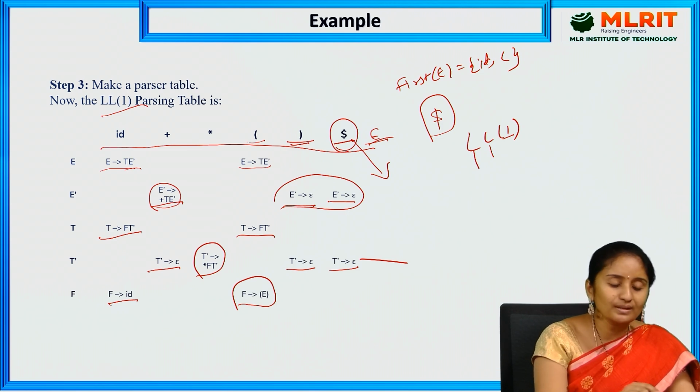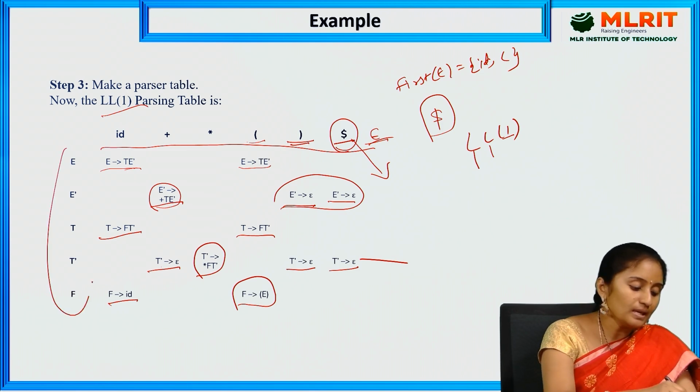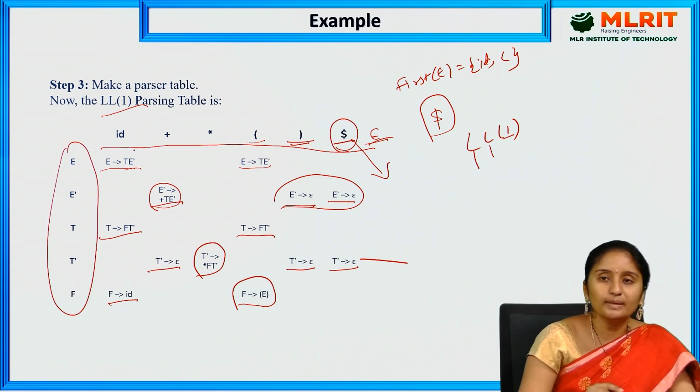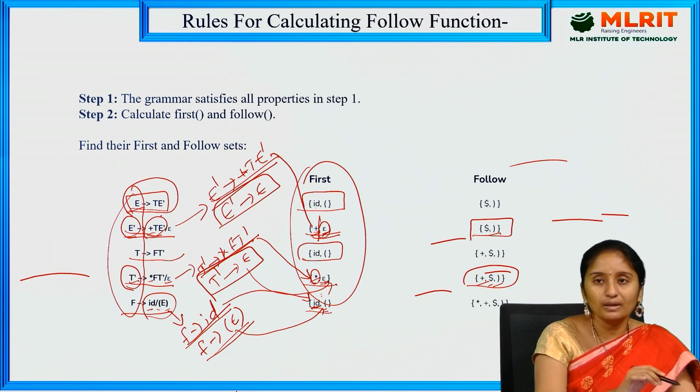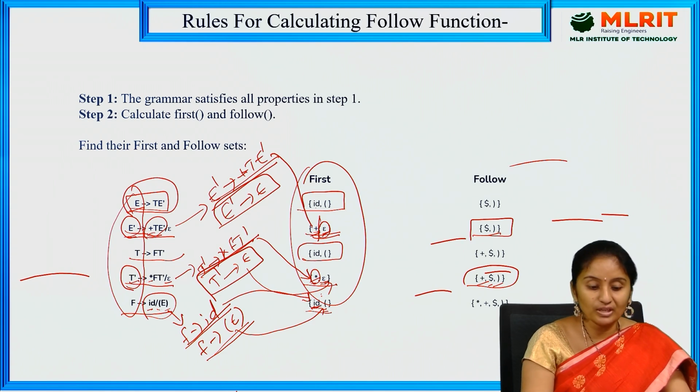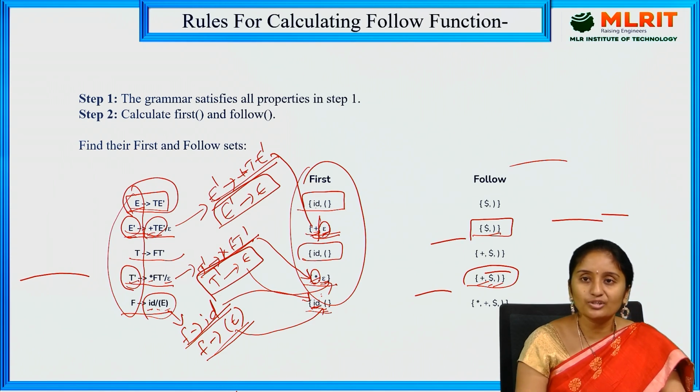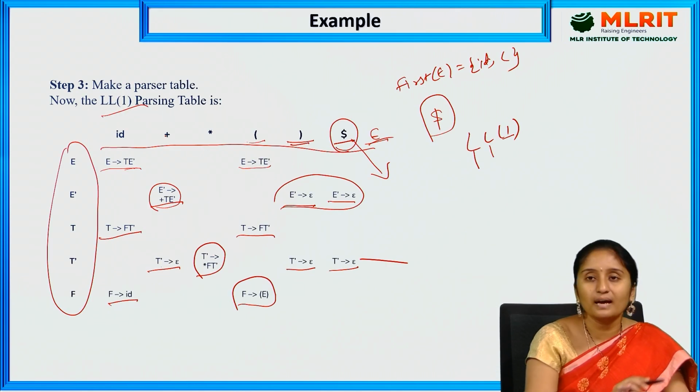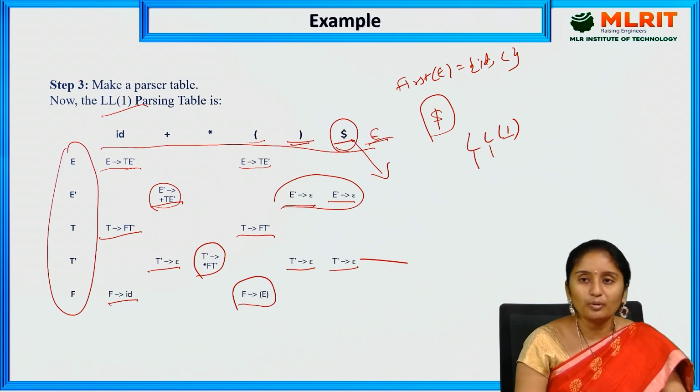To construct the LL1 parsing table, the non-terminals and terminals are taken from the given grammar. For the grammar for which we constructed the first and follow functions, from that grammar only we take the non-terminals and terminals and plot them.